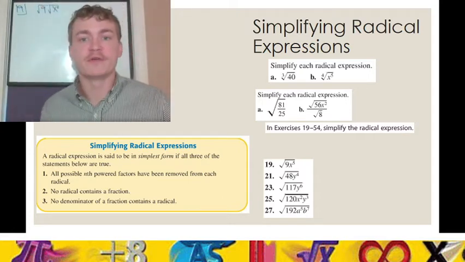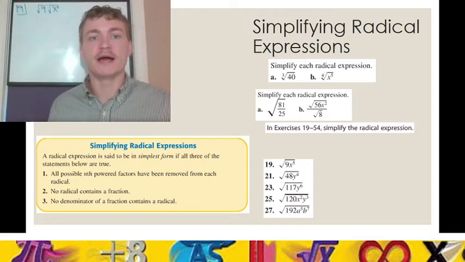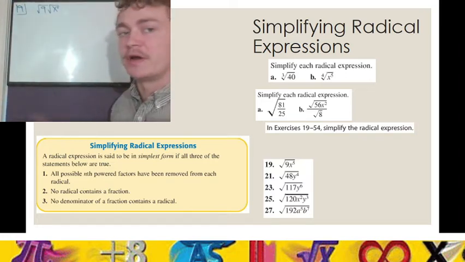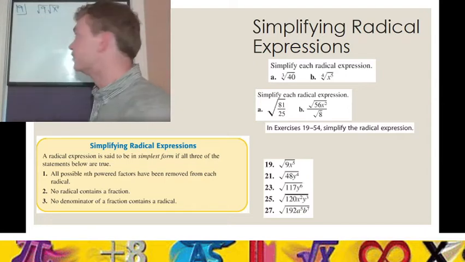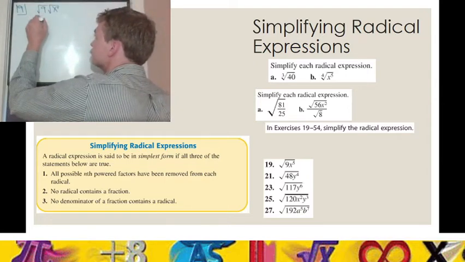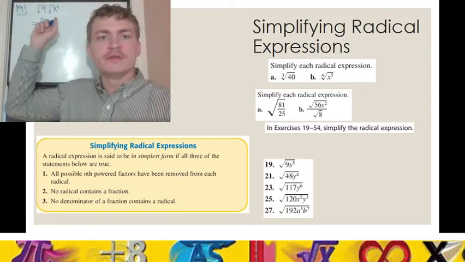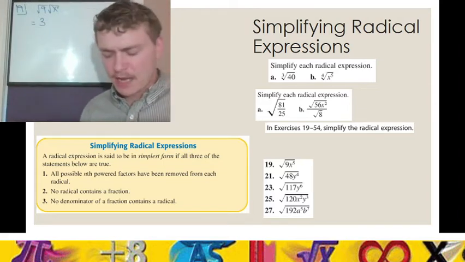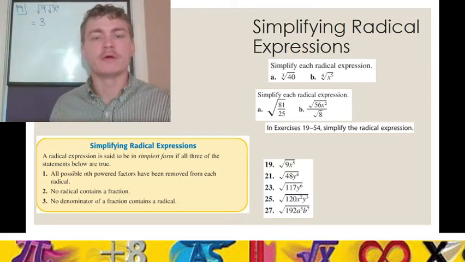So as we see there for number 19, this is equivalent to the square root of 9 multiply the square root of x to the 5th power. So what do we see going on here? We evaluate the square root of 9 and we get 3. But now we have to deal with the square root of x to the 5th power. And we're thinking here, is x to the 5th power a perfect square?